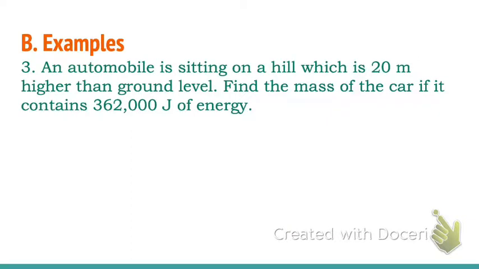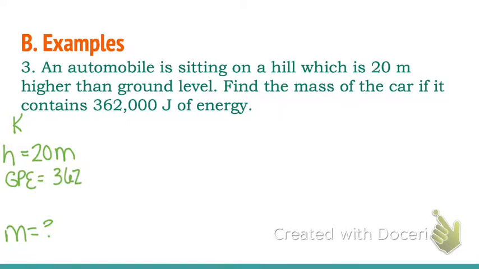Down to our last example then, with this car. It tells us that it's sitting on a hill which is 20 meters higher than the ground level. So I can already see that based on what I'm given, the height is 20 meters. It says find the mass of the car, so I know m is what we need to find. It tells me that the GPE is 362,000 joules. And again, the last piece that's not always flat out given is the acceleration due to gravity, that constant of 9.8.